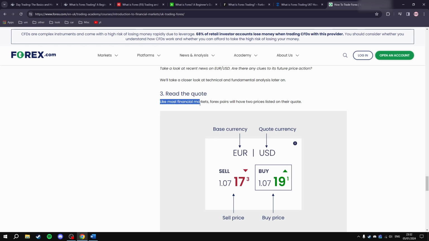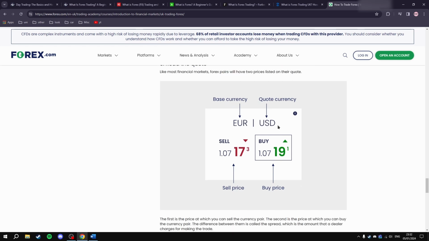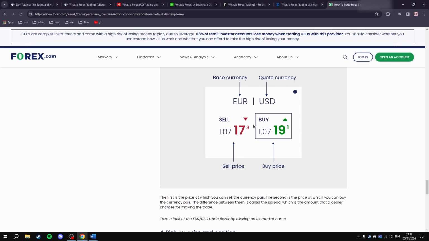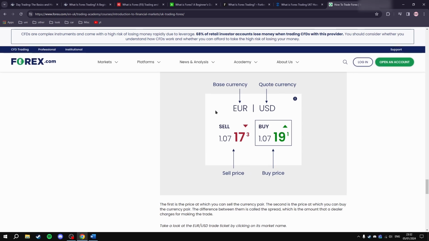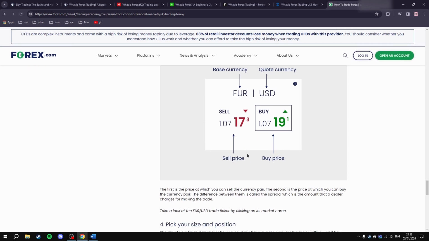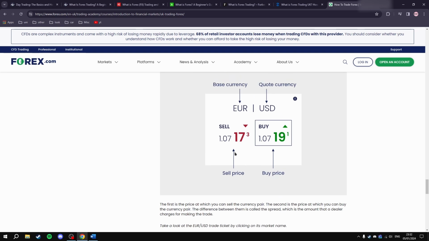Read the quote. Like most financial markets, Forex pairs will have two prices listed in their quote: base and quote. Sell, buy. Sell price, buy price.